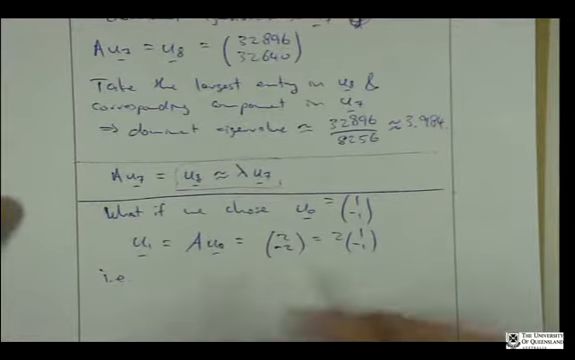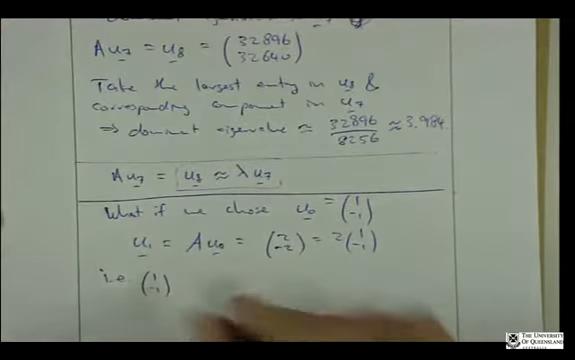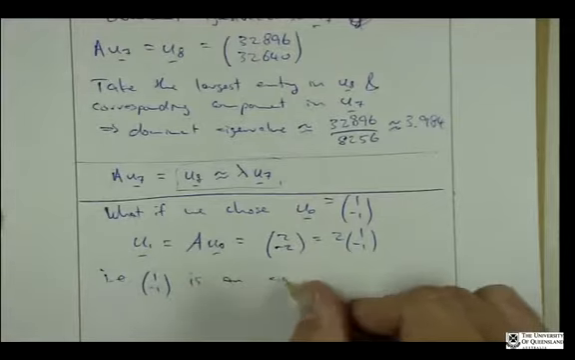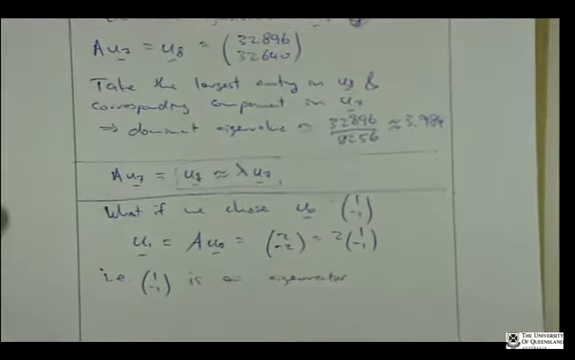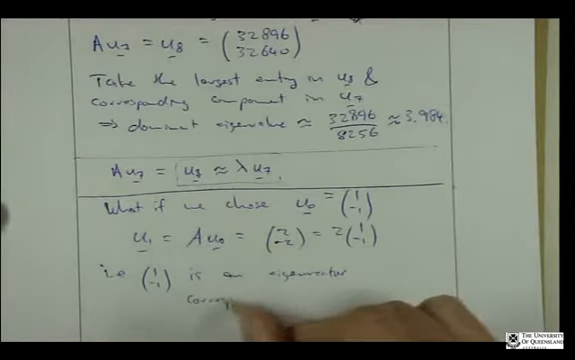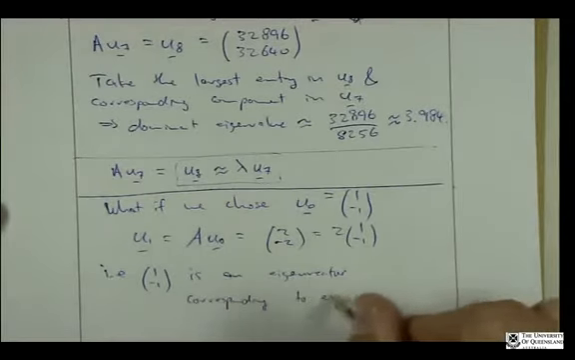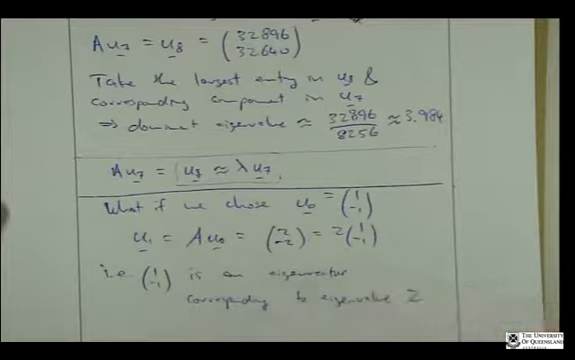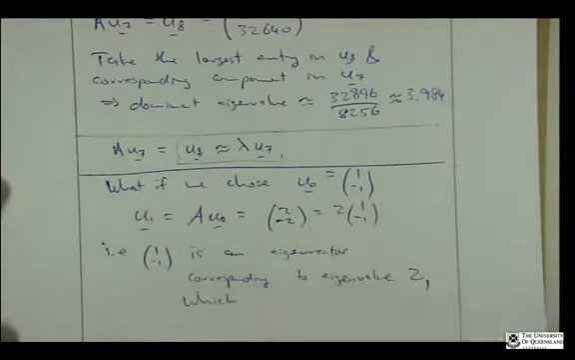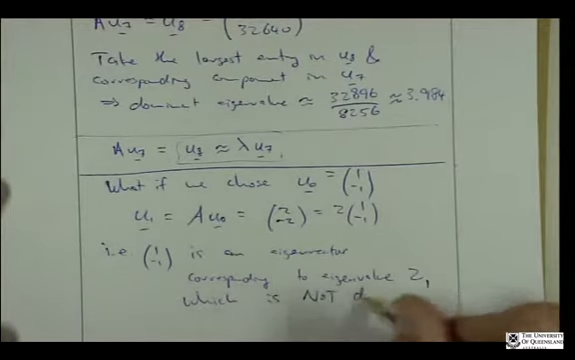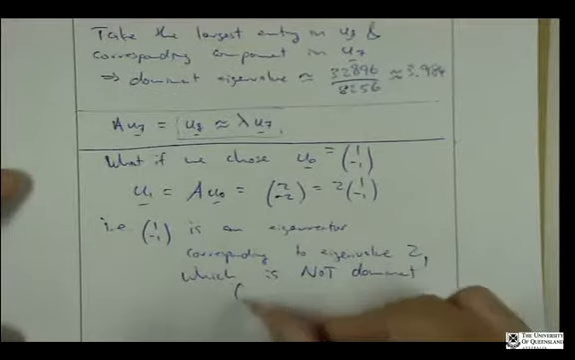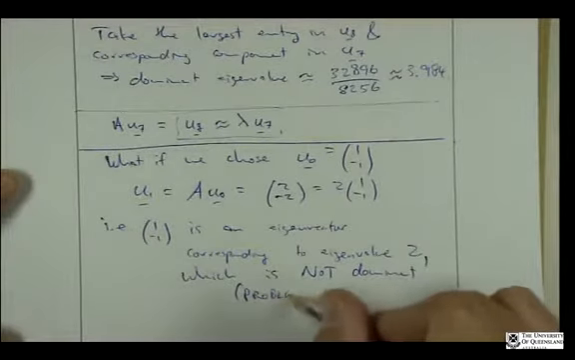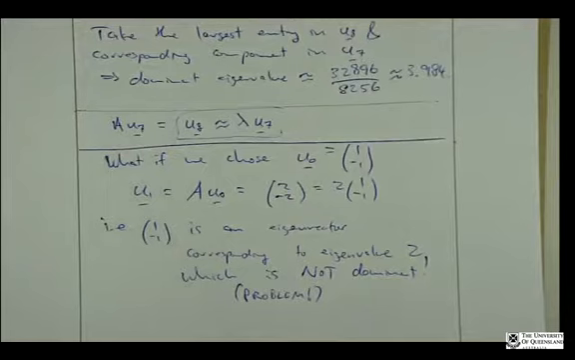All right. So in other words, what we've shown here, let me just write it down. This vector is an eigenvector corresponding to eigenvalue 2, which is not dominant. Okay, so there's a problem there, in that if we were to use that initial vector, the algorithm wouldn't do what it's supposed to do.